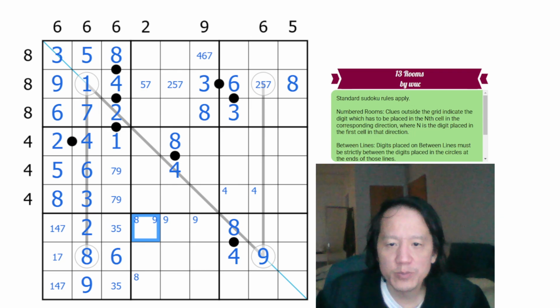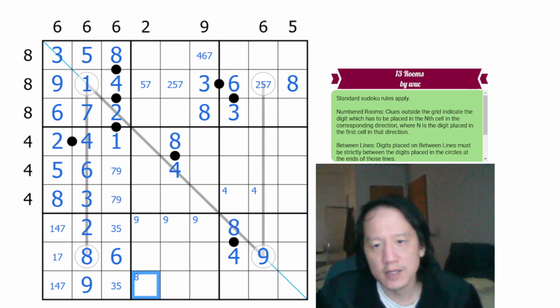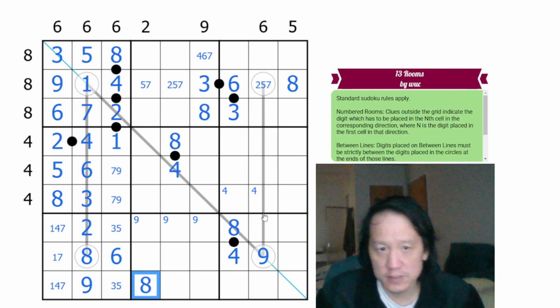Okay, this can no longer be 8. Where is the 8 in column 4? It can only be in that cell, so therefore this is 8.